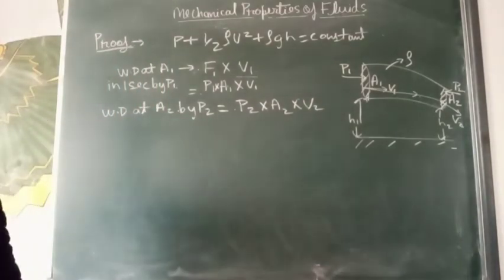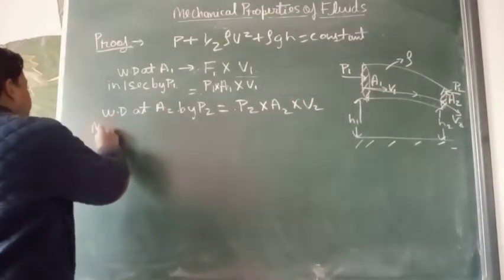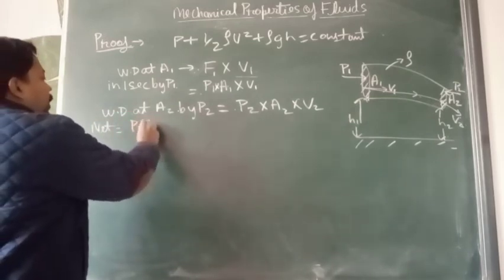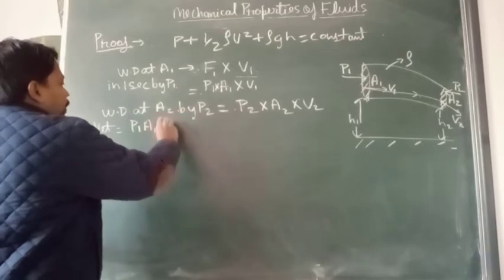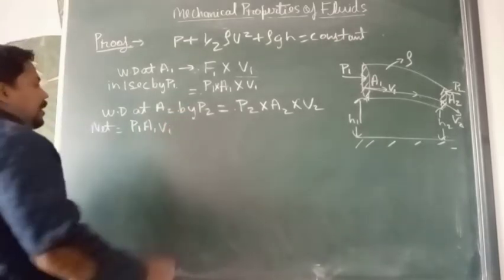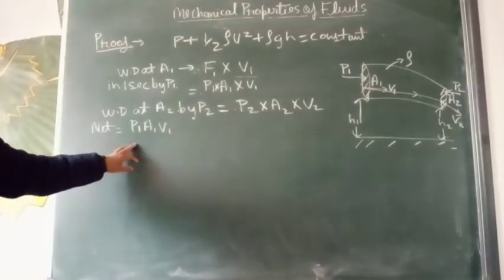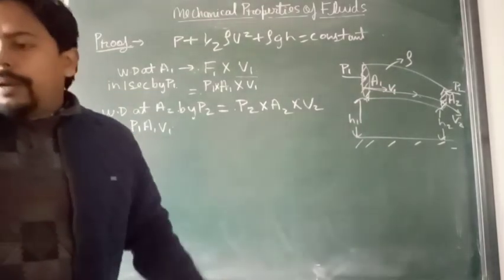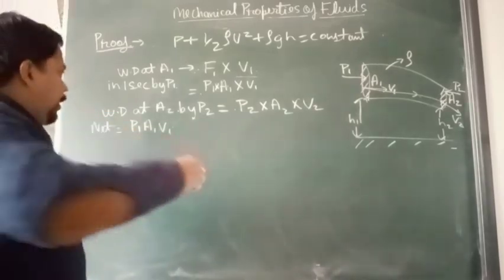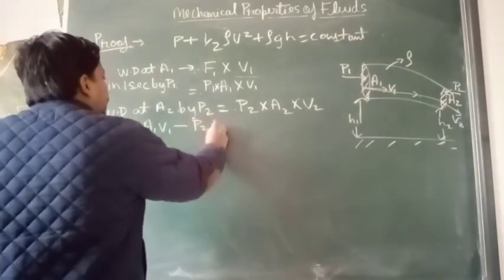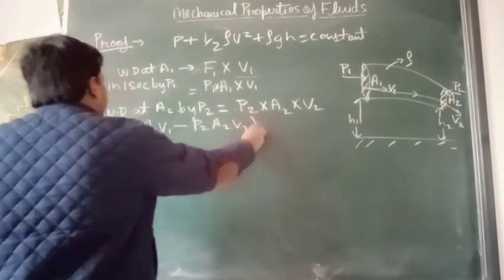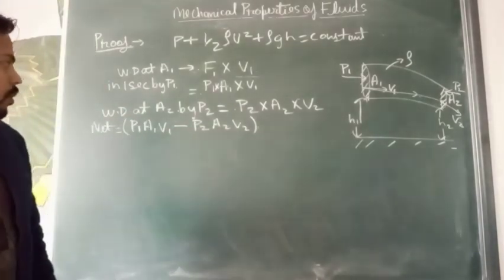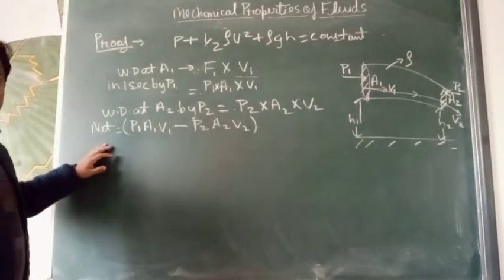So what will be the net work done in this case? Net work done will be how much? I am writing in terms of dot product: P1 into A1 into V1 minus P2 into A2 into V2. This is what we can write. This is the net work. Is it clear?